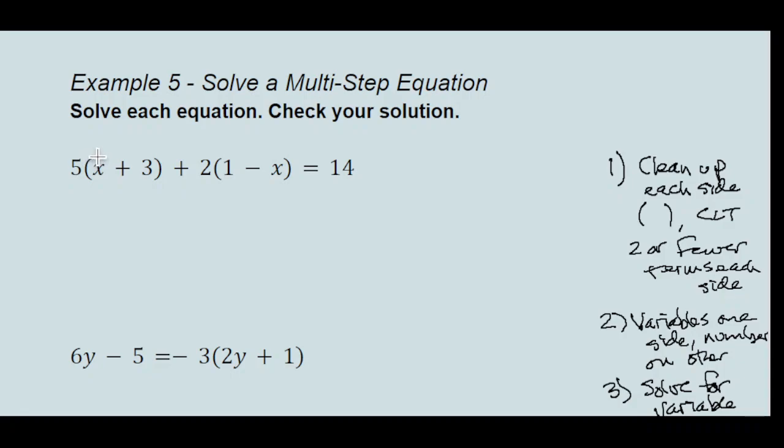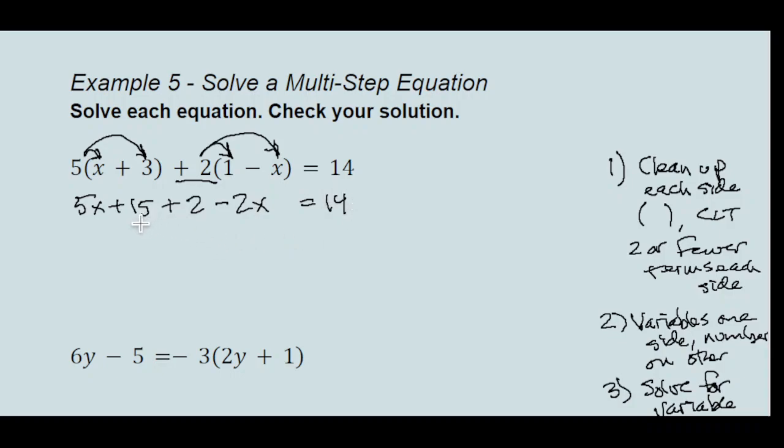So for this one right here, you're going to hopefully recognize that, hey, this is distributive property I have to do here. I have to get rid of my parentheses. So let's do that. We're going to do 5 times x and 5 times 3 first. So that's going to give us 5x plus 15. Next step, we are going to take positive 2 and multiply it by 1 and also by negative x. All right, so positive 2 times 1 is 2. Positive 2 times negative x is negative 2x, and that equals 14.